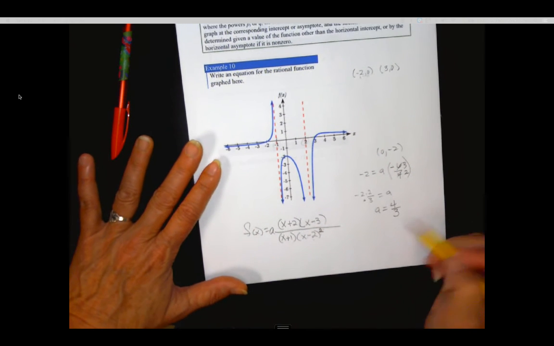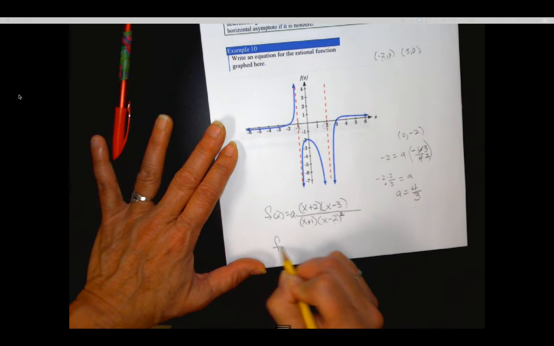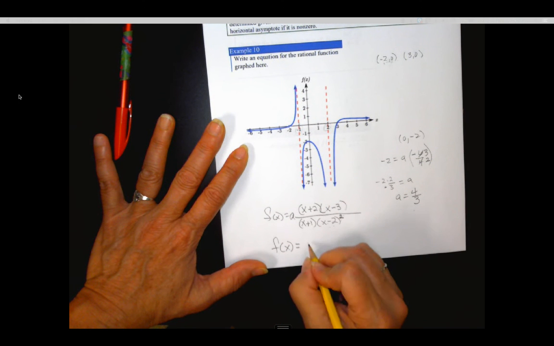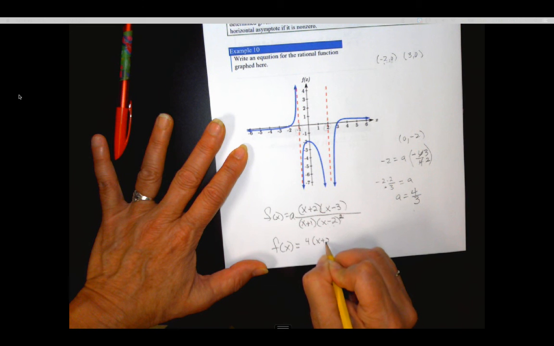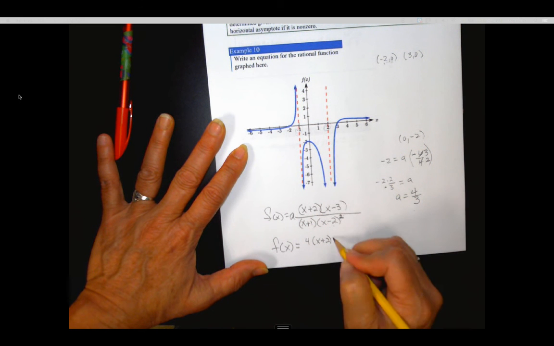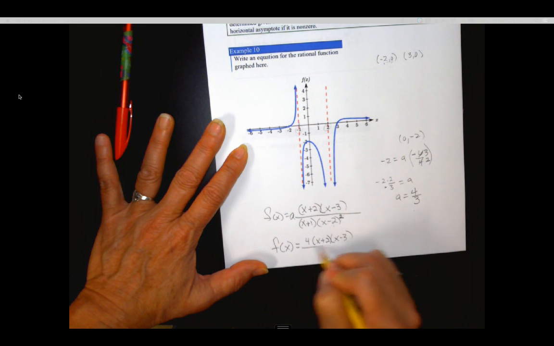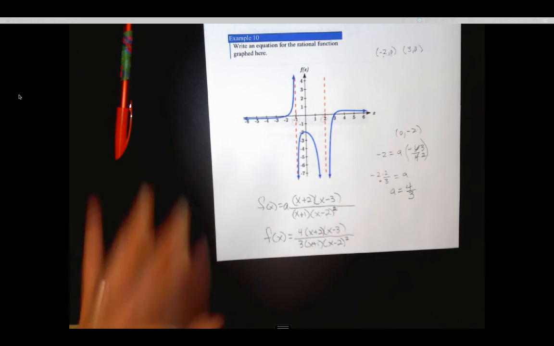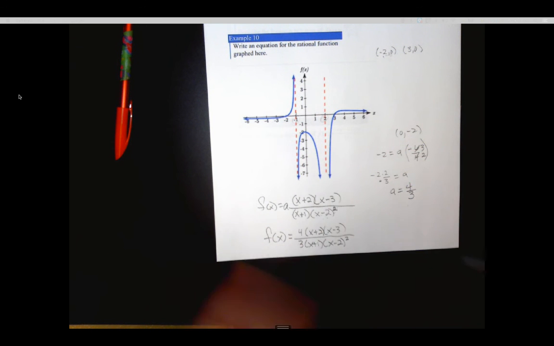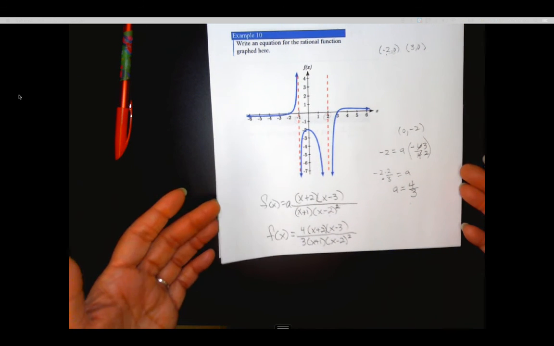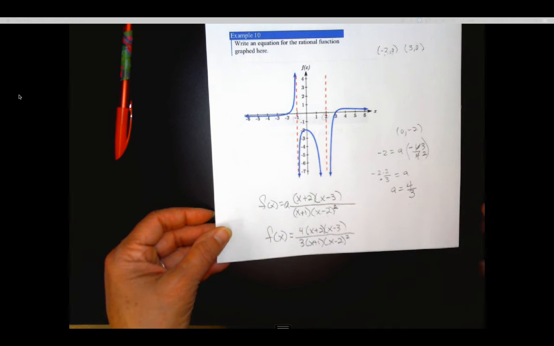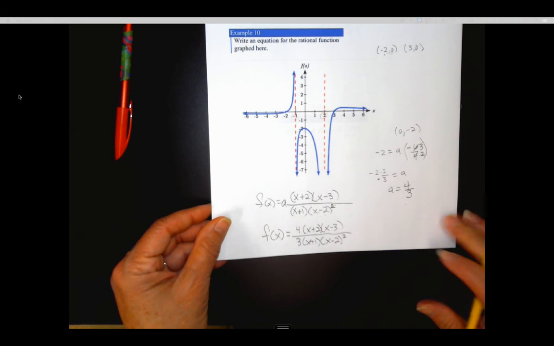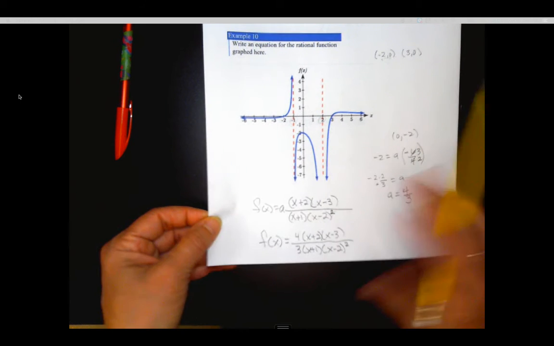Okay, so now you can put that in your function. f of x is equal to 4 times (x plus 2) times (x minus 3) over 3 times (x plus 1) times (x minus 2) squared. And remember, that's just a possible equation for this. We could do some other things that would give the same type of equation, but this is one of them. Okay, I hope that makes sense. We're just reversing what we did before.